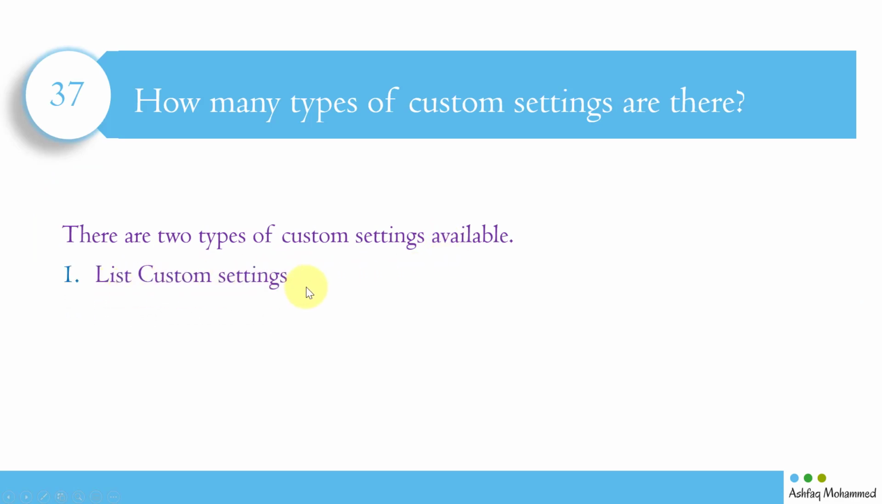The first one is list custom settings. This is straightforward, right? How do we save the data? It's similar to that. The second one is hierarchical custom setting. This is really powerful.